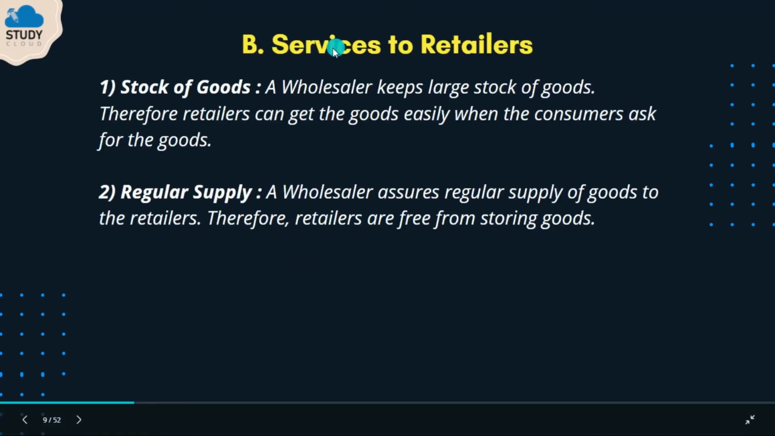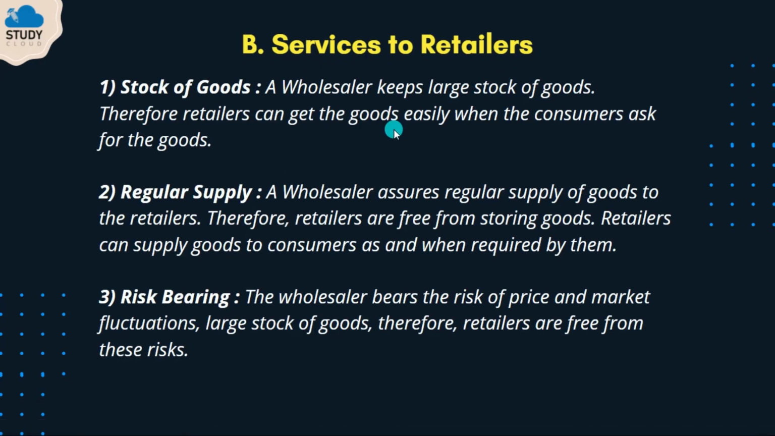Then services to retailers. Stock of goods. A wholesaler keeps large stock of goods, therefore retailers can get the goods easily when the consumers ask for the goods. As the wholesaler purchases everything in bulk, there will be goods available at the wholesaler's place. So whenever consumers want goods and goods are not available with retailers, then retailers can easily get those goods from the wholesalers. Second is regular supply.